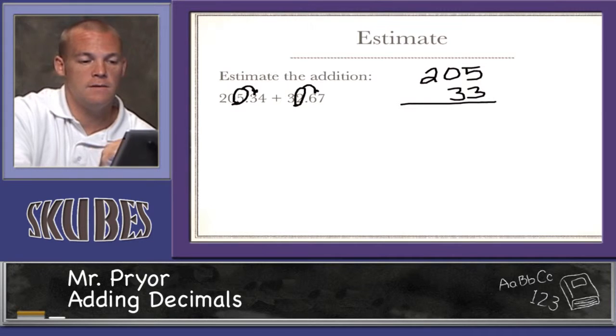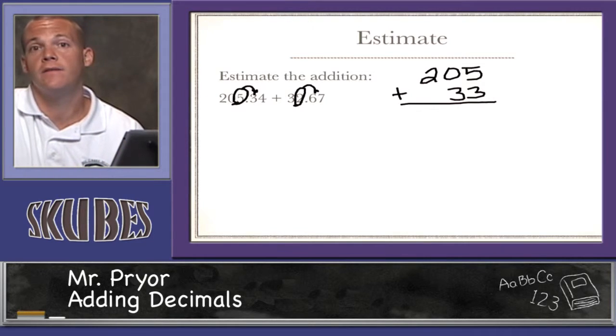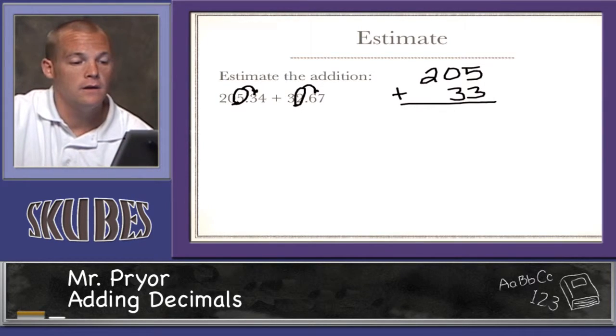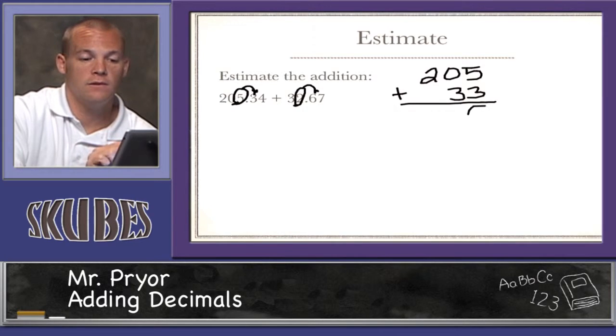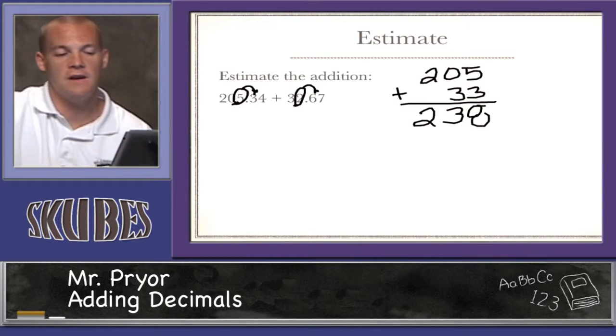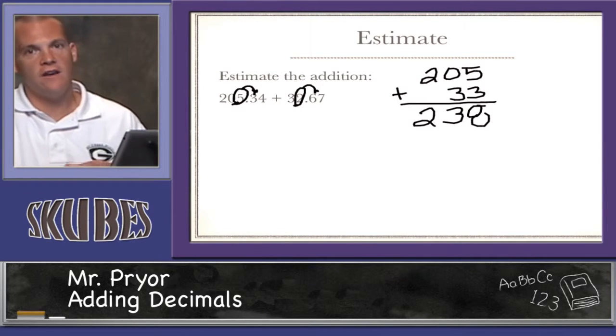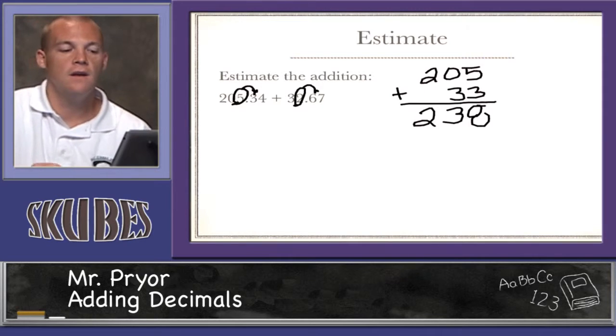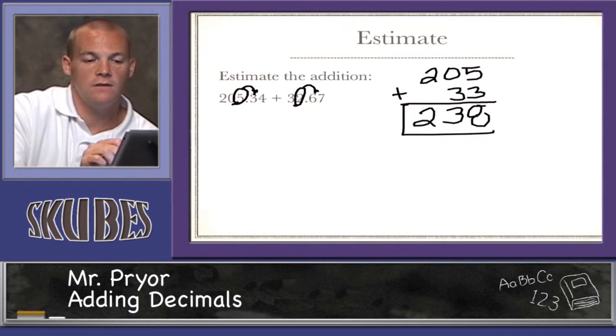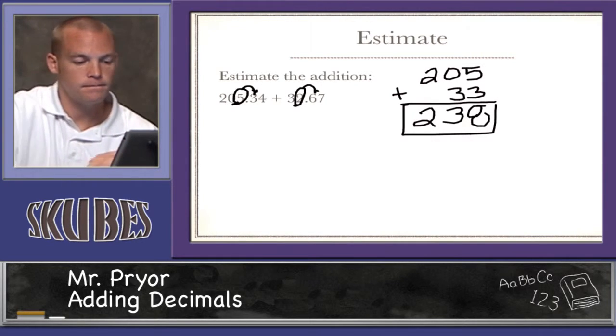So we're actually going to be adding 205 plus 33. We'll add 5 plus 3, which is 8, 0 plus 3, which is 3, and 2 plus 0, which is 2. So you can see it makes for nice, easy, inaccurate, but nice, easy addition if you don't need to be accurate. Your answer there would be 238.